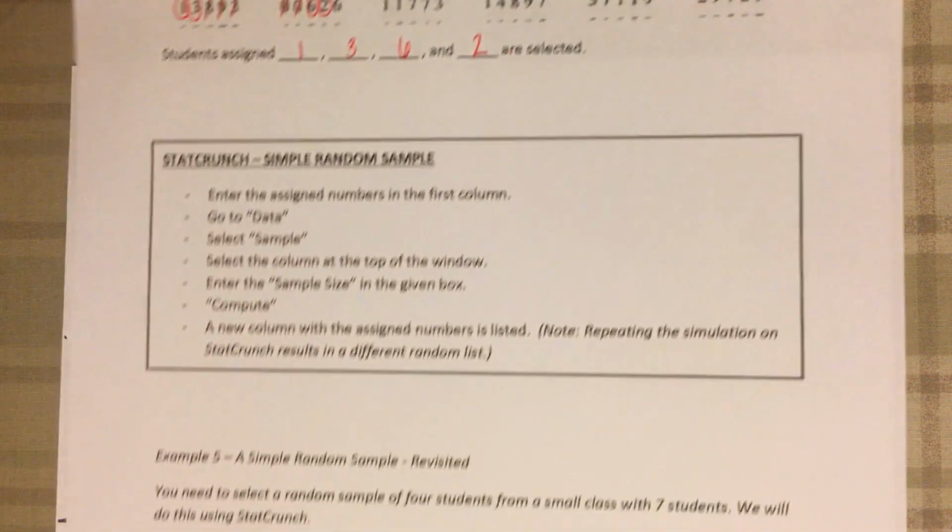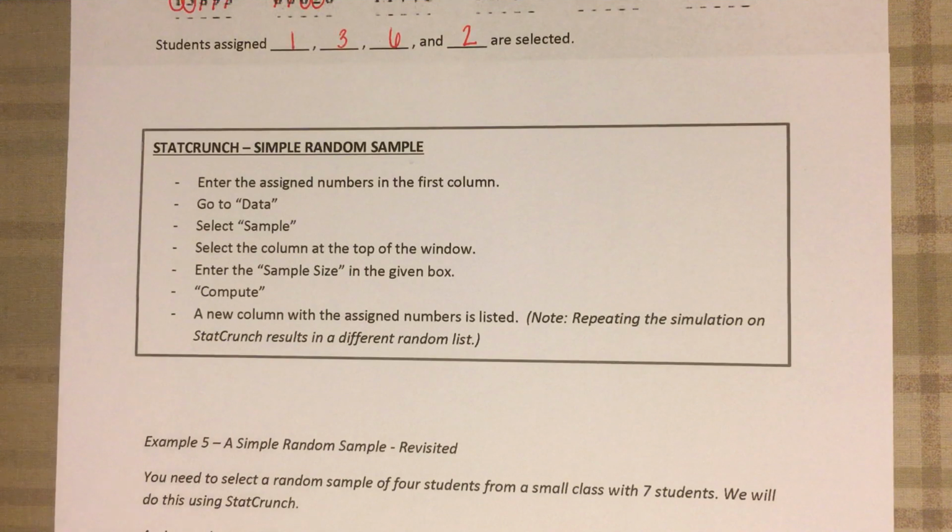Down at the bottom of this page is a way of entering our different things in StatCrunch. We can also generate a simple random sample that way. Enter the assigned numbers into the first column. Go to Data, select Sample. We're going to select the column at the top of the window, enter the sample size, and then select Compute. Then in our table in StatCrunch, we're going to get a new column that actually has our random sample listed. This is a way that works if you're doing a small sample. A random number table might be quicker and easier. We're not going to do a lot using StatCrunch.